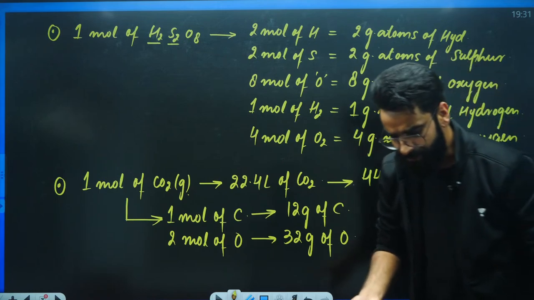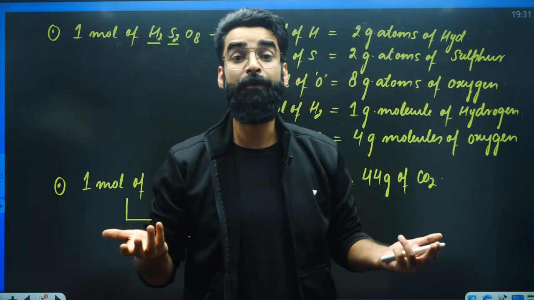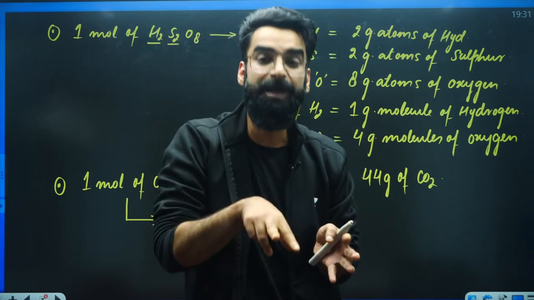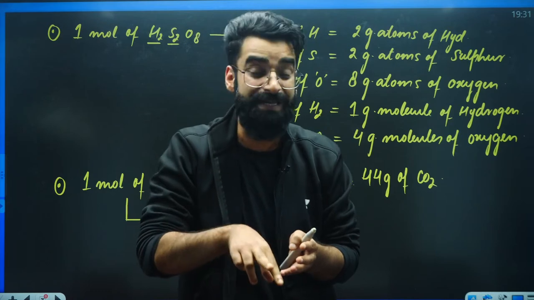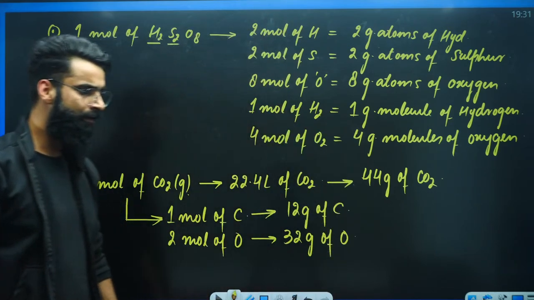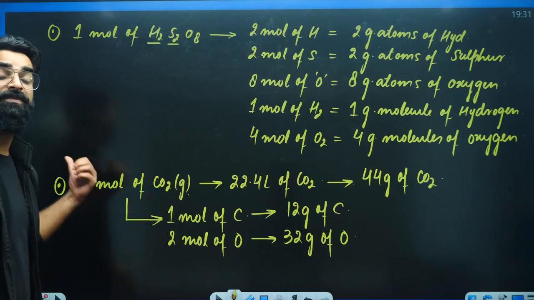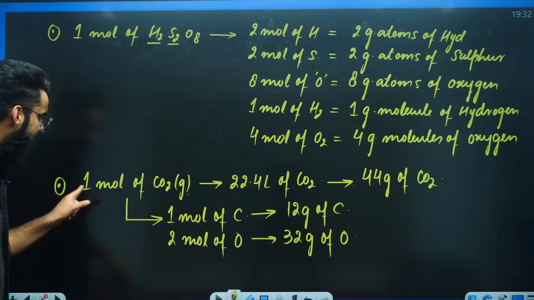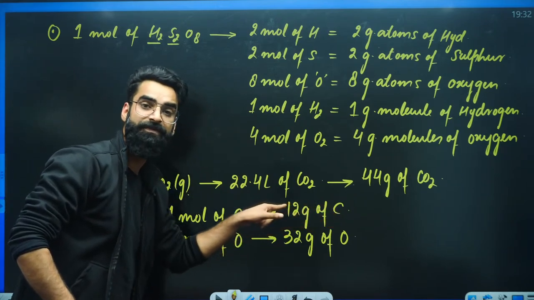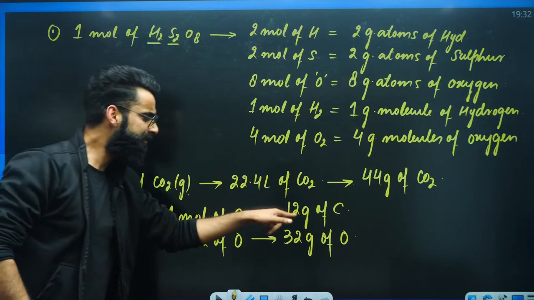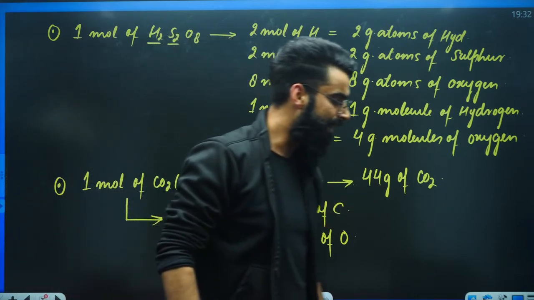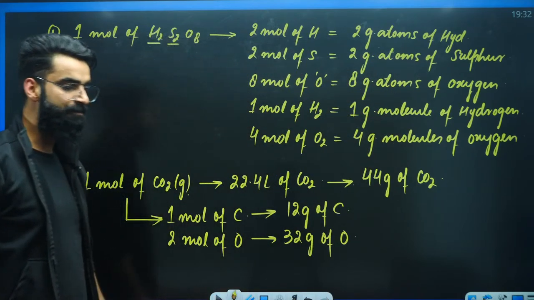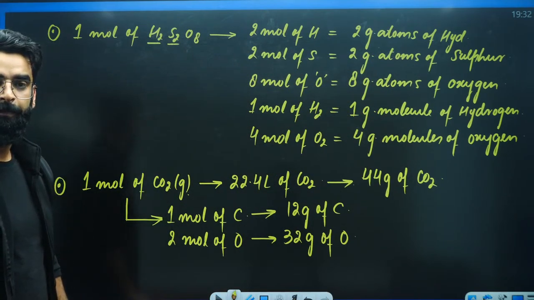Right? Now, let's assume you have got 2 moles of carbon dioxide. Can you let me know, in 2 moles of carbon dioxide, how many grams of carbon will be there? Since we know, in 1 mole of carbon dioxide, there are 12 grams of carbon, so in 2 moles of carbon dioxide, there will be 24 grams of carbon. As simple as that, right? Perfect.